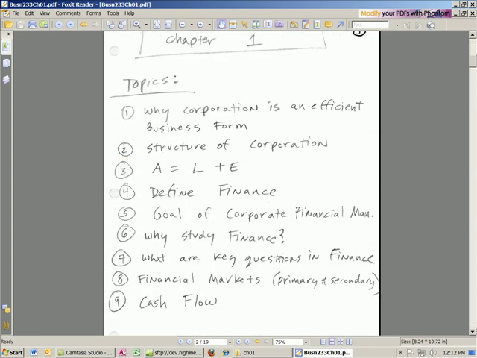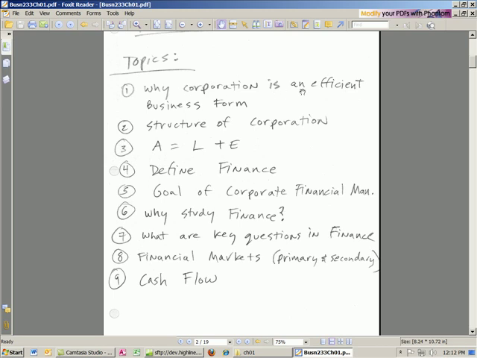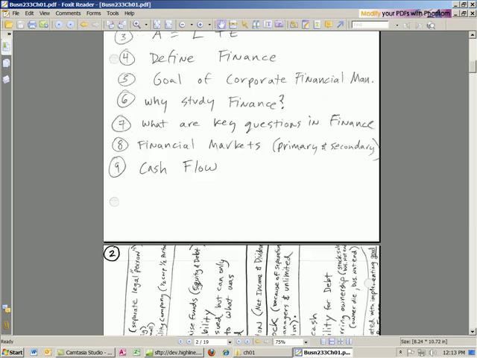All right, chapter 1, we're going to talk about these topics. Why the corporation is an efficient business form. We'll talk about the structure of a corporation. We'll talk about the fundamental accounting equation, assets equal liability plus equity, define finance, talk about the goal of financial management. We want to talk about why we should study finance in the first place. This is an intro class, and some people are absolutely never going to be finance managers, but they're taking this class. What are key questions to ask in finance? Talk just momentarily about financial markets, a lot more later in the book, and cash flow.